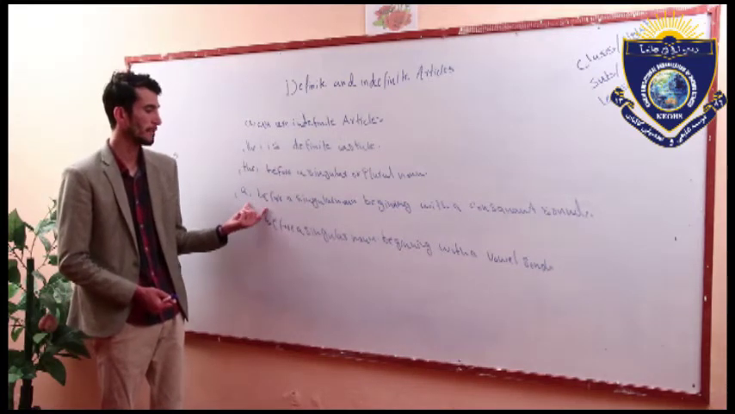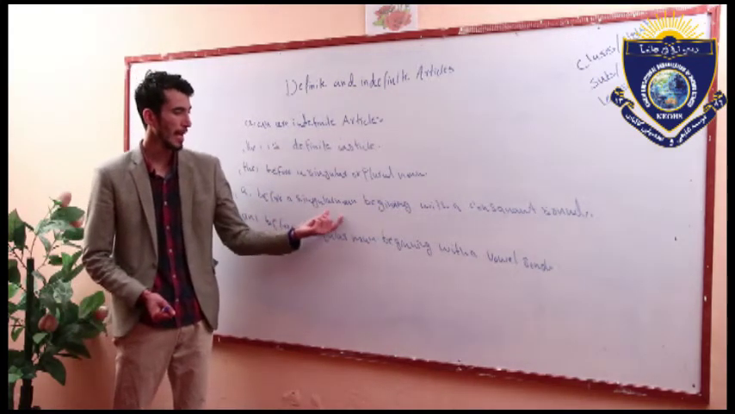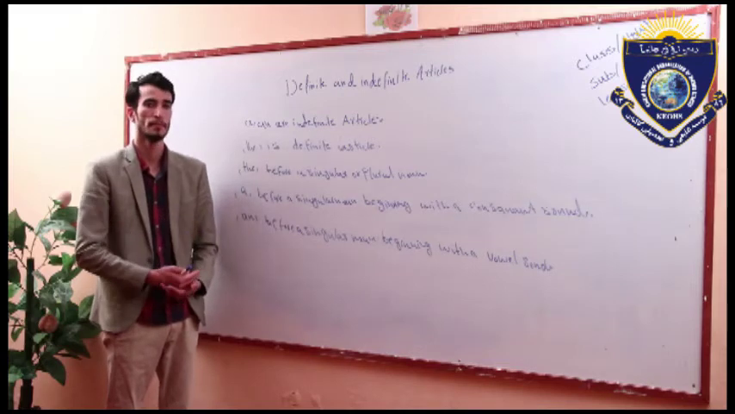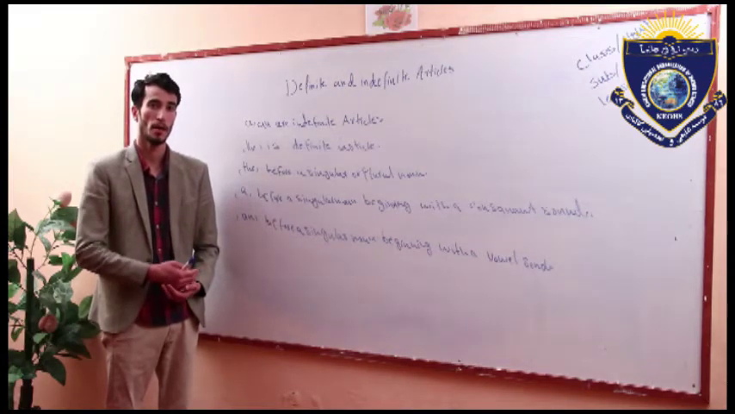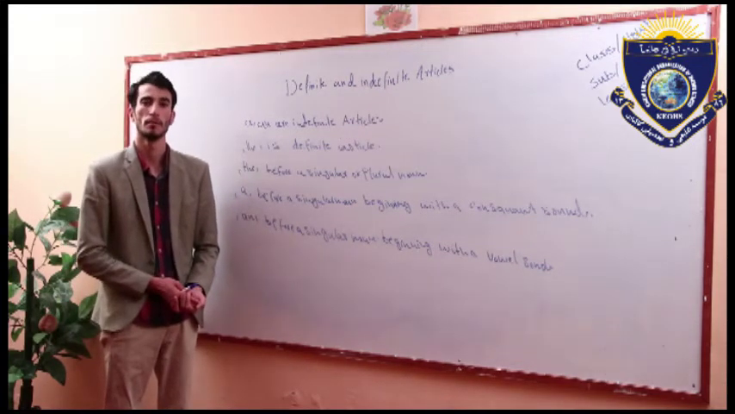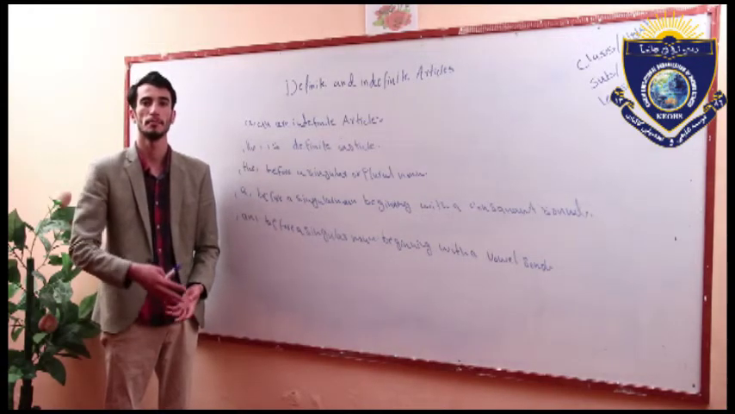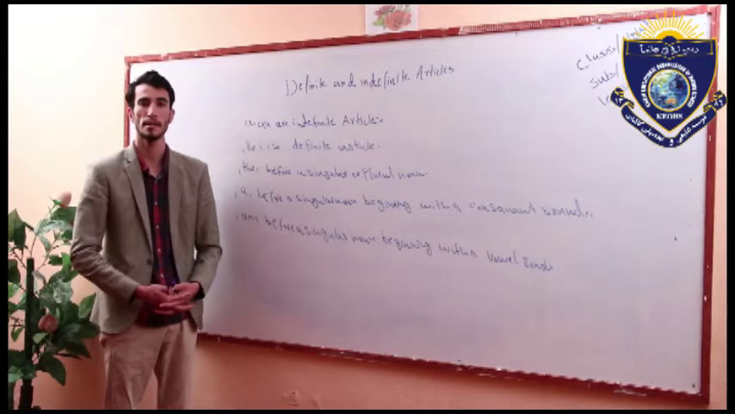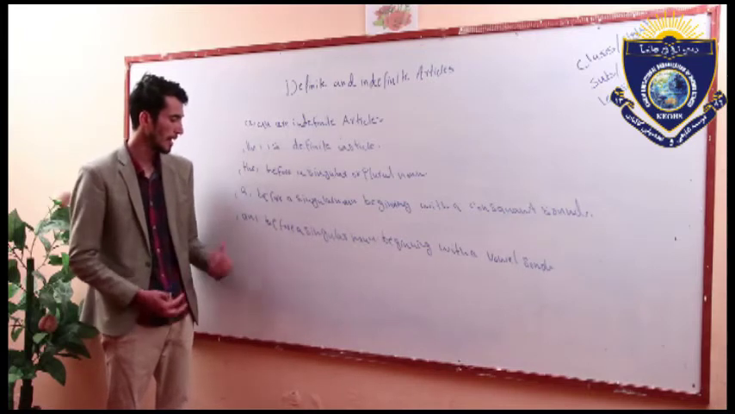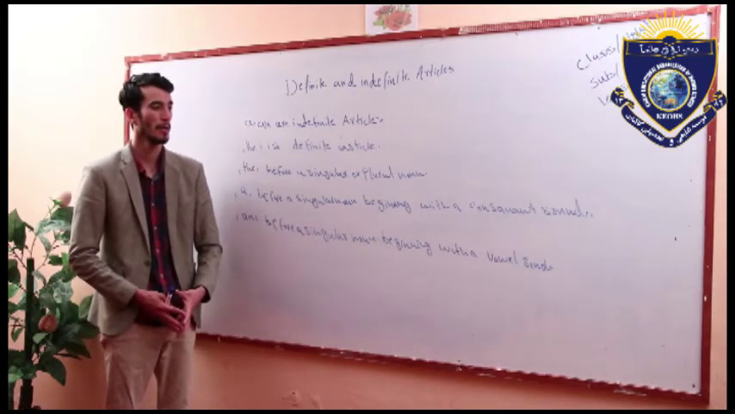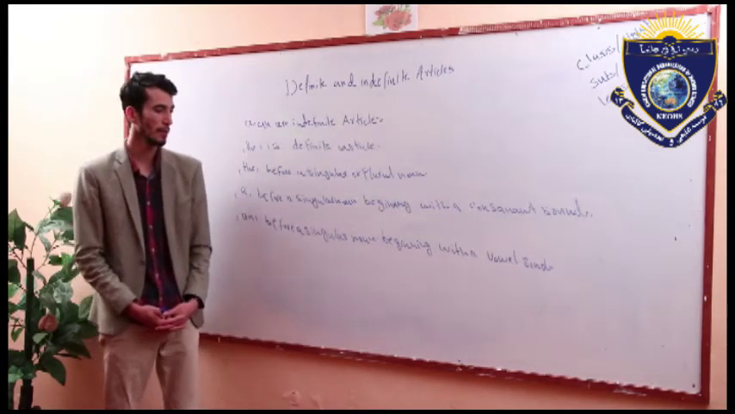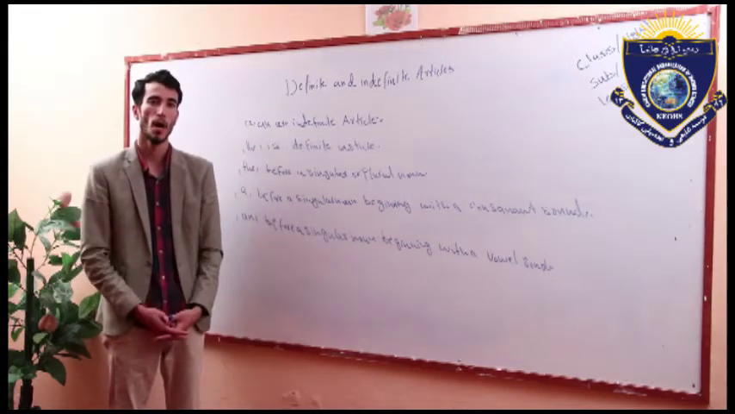We use a before a singular noun beginning with a consonant sound. You know that we use a before a singular noun which starts with a consonant letter. For example, a book, a tree, a ruler. These are the consonant sounds with which we can use a. We use an before a singular noun beginning with a vowel sound.